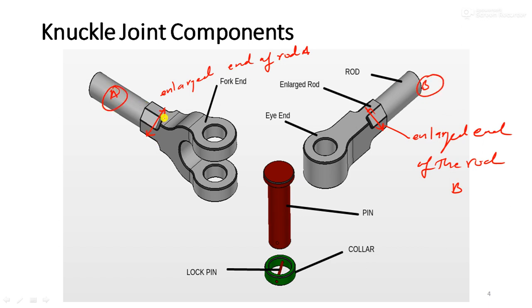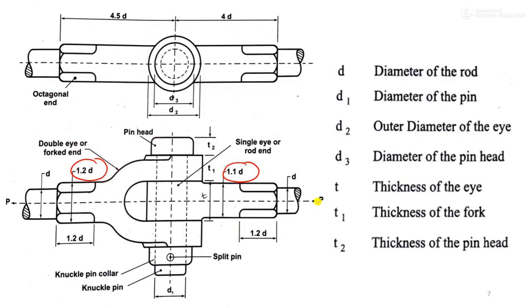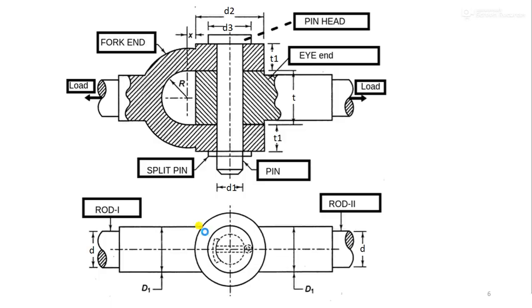So this enlarged end of the rod is considered as, let us say, D1, and you can consider the other as D2. It doesn't matter. From this, what you understand is that the enlarged end of the fork end, capital D1, is considered as 1.2D, and this capital D2 is considered as, sorry, not 1.2D, it is here 1.1D, this one. I hope you understand this.